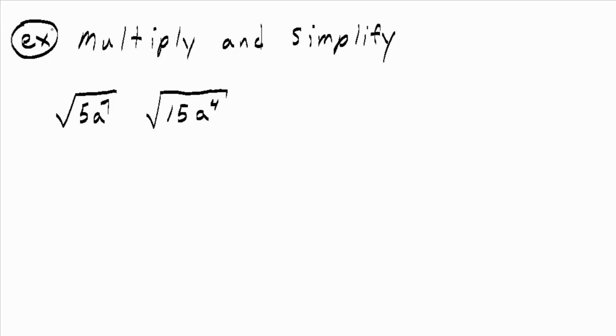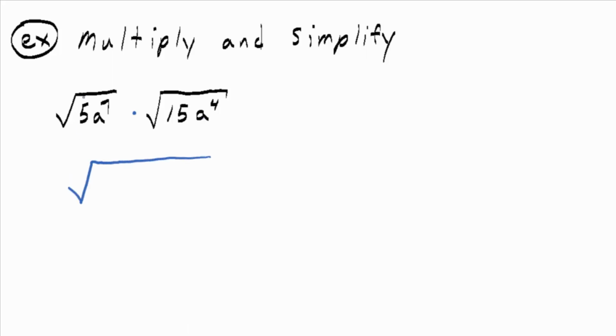So in this example, let's multiply and simplify the square root of 5a to the 7th times, so you don't see the symbol here, so it's times, square root of 15a to the 4th. So we know how to multiply radicals, right? We can combine into one big radical as long as the indices are the same.